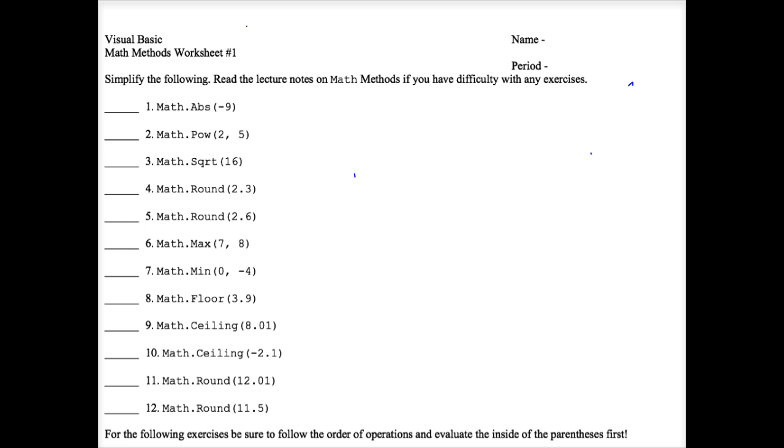ABS stands for absolute value, and that works just like straight lines do in math class. The absolute value of -9, of course, is 9. So in this case, the absolute value of -9 is 9.